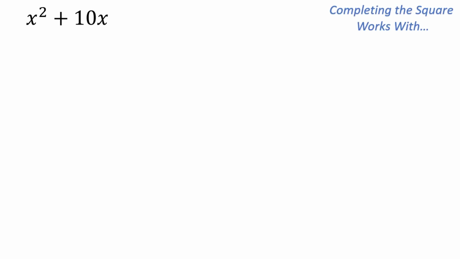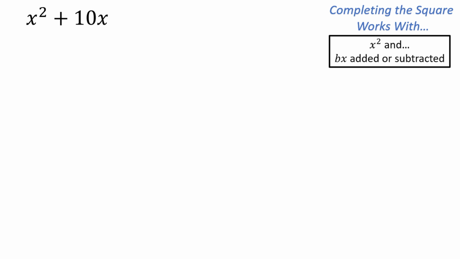Completing the square will work whenever you have one variable squared and the same variable also to the first power, either subtracted or added. The x squared term should not have a coefficient. If it does, you'll have to factor it out, as I'll show you in a later example. Our problem has both an x squared and an x term, so we can complete the square.